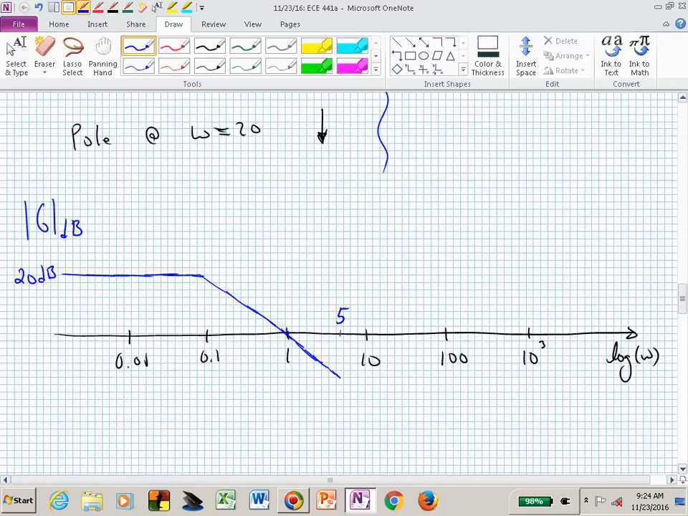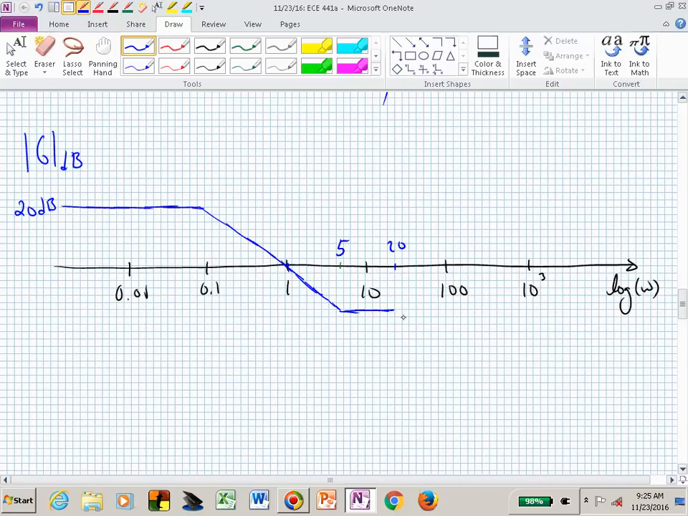And where's 20? Between 10 and 100? It's between 10 and 100. But it's 30% of the way between 10 and 100. So let's now say it's right there. And I'm now flat until that point. And then I start decreasing at 20 dB per decade thereafter.